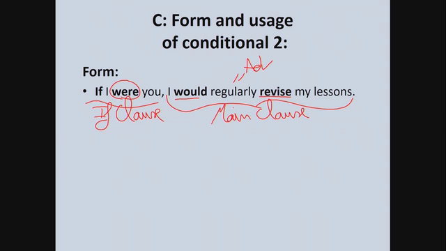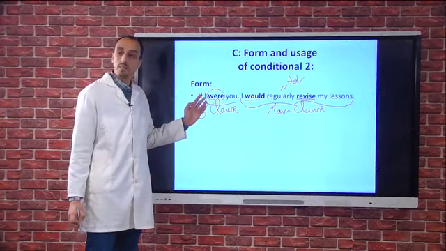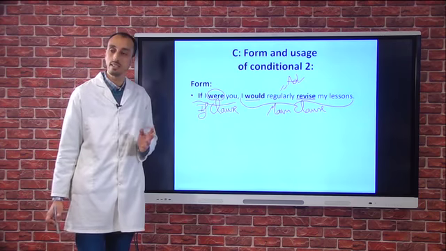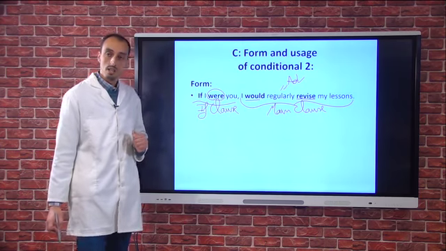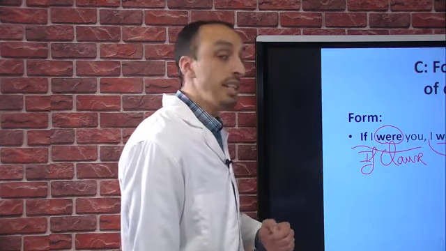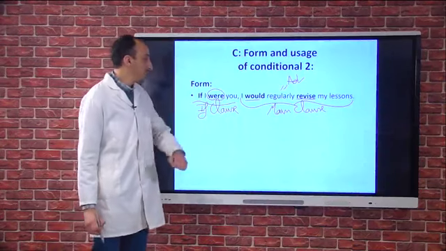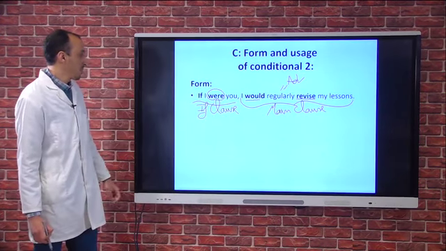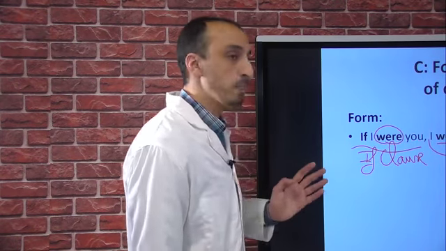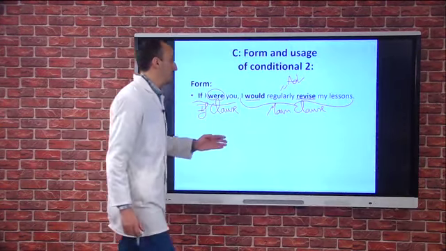Okay. Let's focus on the tense of these verbs, starting in the if clause. Now here, in the if clause, we have were. In what tense is it? Take your time to think. Yeah, it's in the simple past. Okay, then in the main clause, would revise: would plus verb. Excellent. So let's continue.